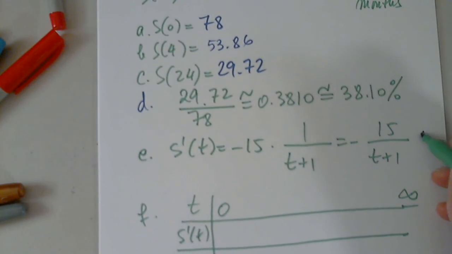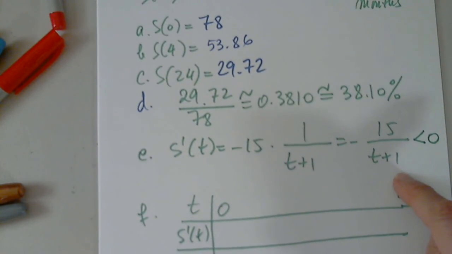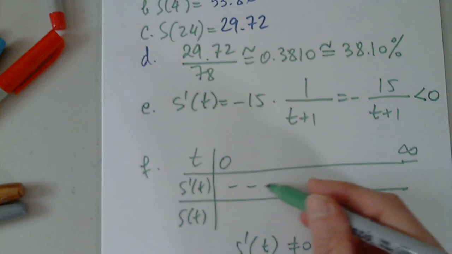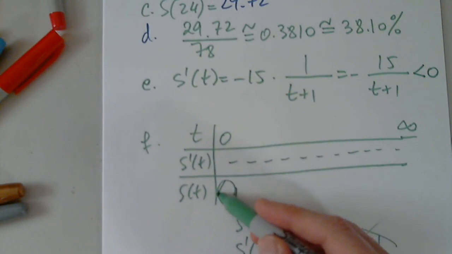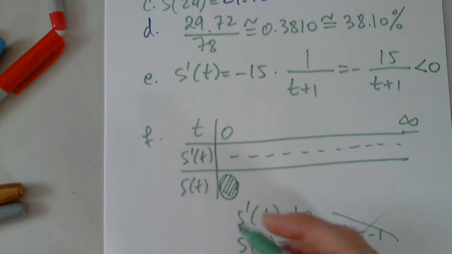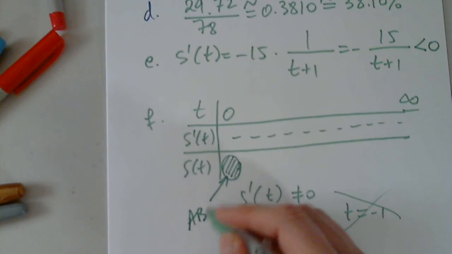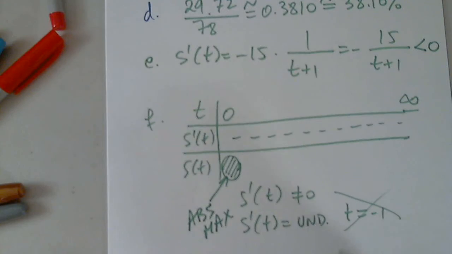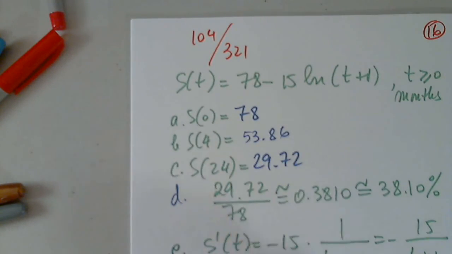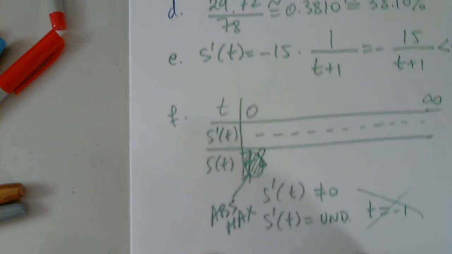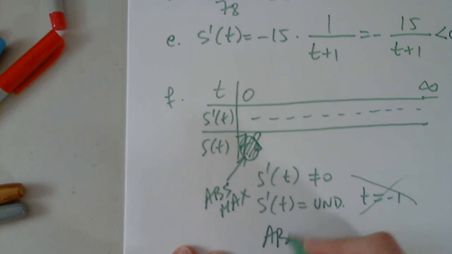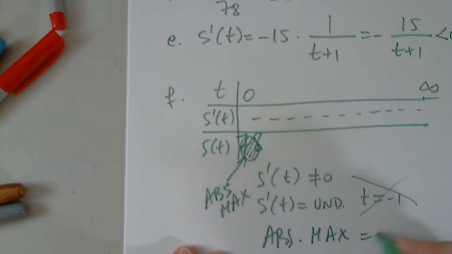I see that this function is always negative, always. So the first derivative is always negative, then this number, right here, I didn't write it yet, must be the absolute max. We already have it. It's 78. So absolute max, 78.